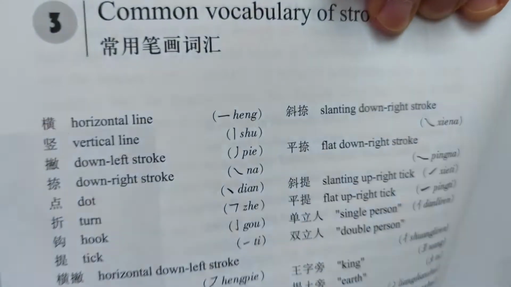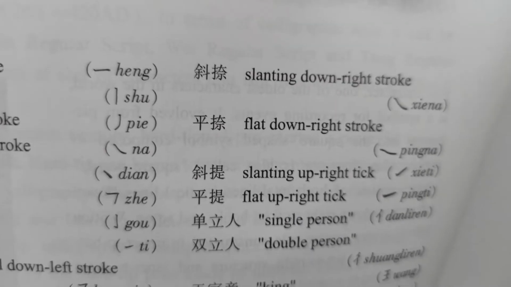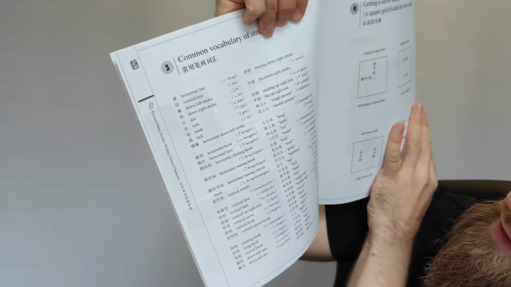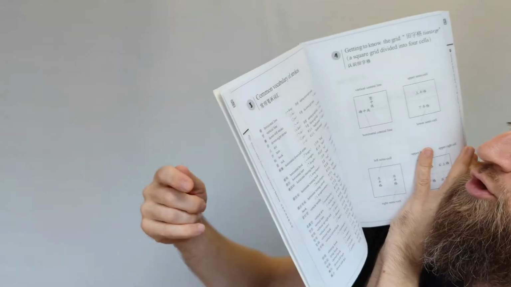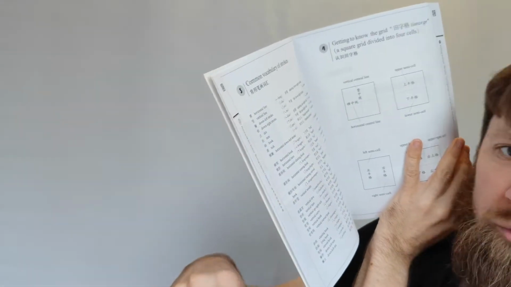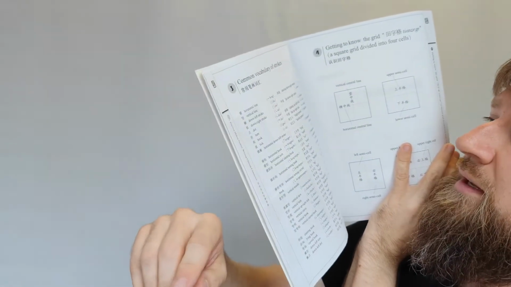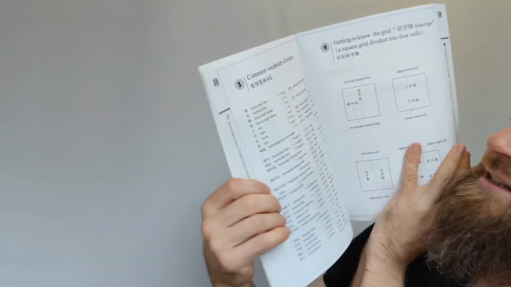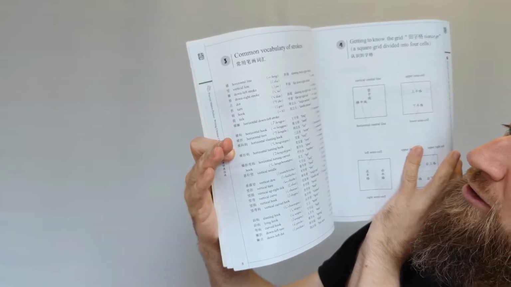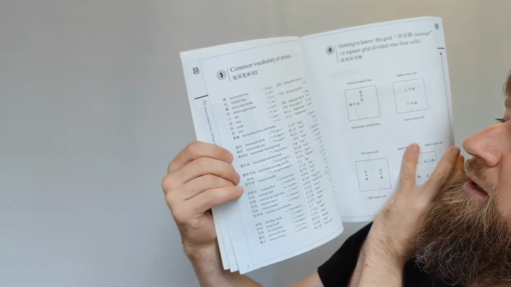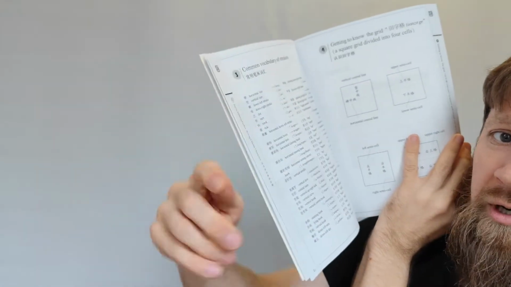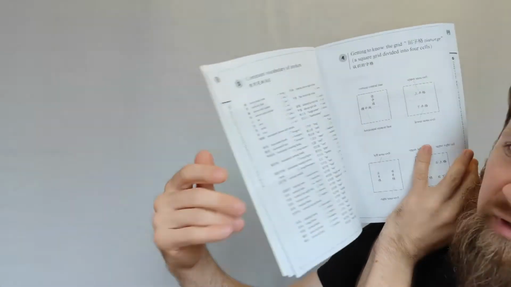But you'll see, like even on the basics, the very easy ones, we got heng, which is across, shu is up and down. And then pie, which is down to the left, na is to the right, dian is a dot, zhe is a hook, and then we have gou, which is a downward hook, and then ti, which is a tick upwards. If you're learning spoken Chinese, none of this will matter to you. You're not going to ever really come across it.